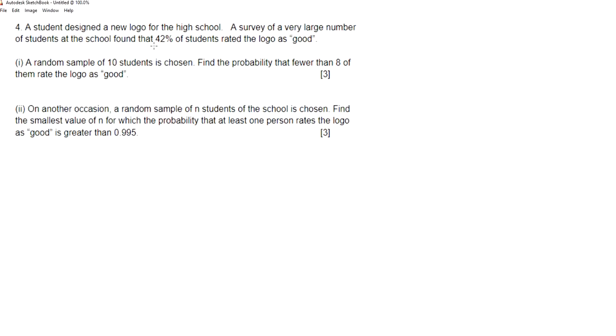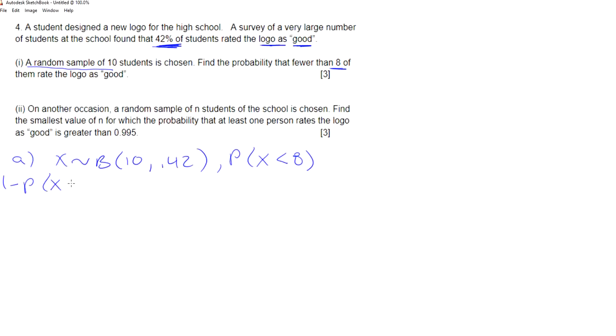In question number 4, we've got a very similar problem to the other one we did. We've got a certain number of trials, 10 students. We've got a probability of 0.42. We want to find the probability that x is less than 8. The ideal way to do this would be 1 minus the probability that x was greater than or equal to 8. So I'm going to go ahead and do that.